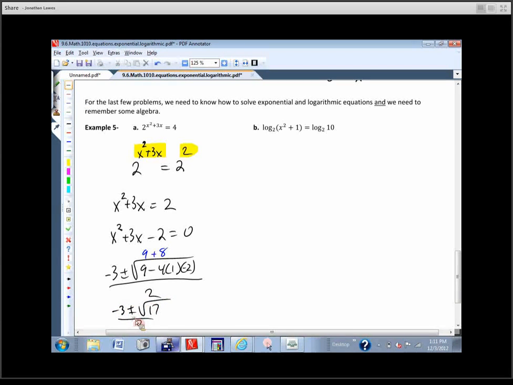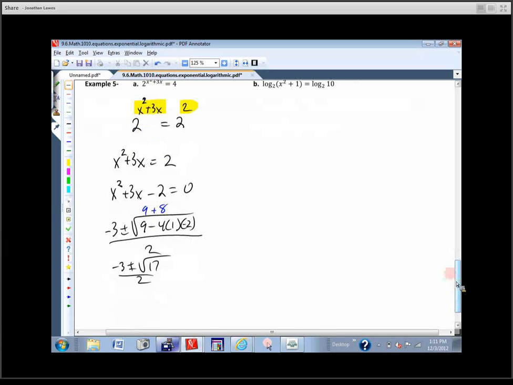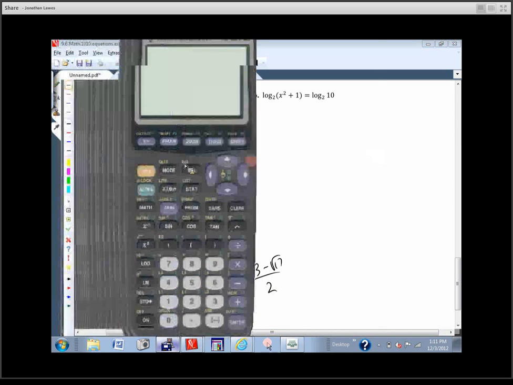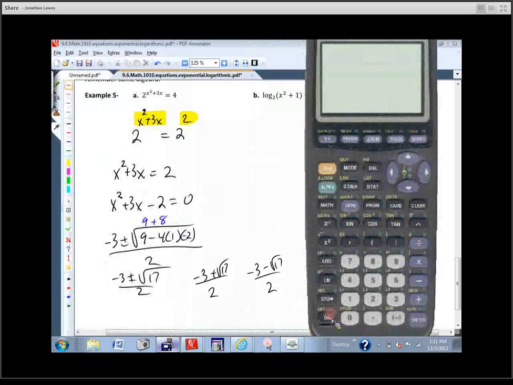And this is why it's helpful to be able to write this as 2 separate pieces. One of them is -3 plus radical 17 over 2, and the other one is -3 minus radical 17 over 2. Now, let's throw those in the calculator and get a decimal approximation for each one of those. Go ahead and type it in.